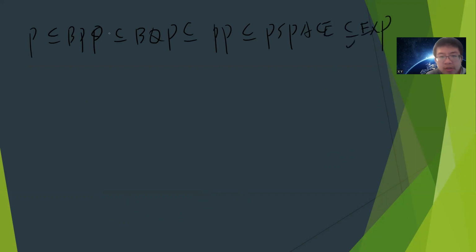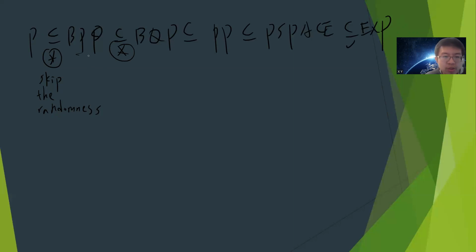Okay, so let's write down the facts. We already have this. P is the class of problems that you can solve in polynomial time. BPP is the class of problems that you can solve in polynomial time using random bits, flipping a random coin. Since you have at most polynomial time, you can use at most polynomially many random bits. This one is very simple, since P just skips the randomness.